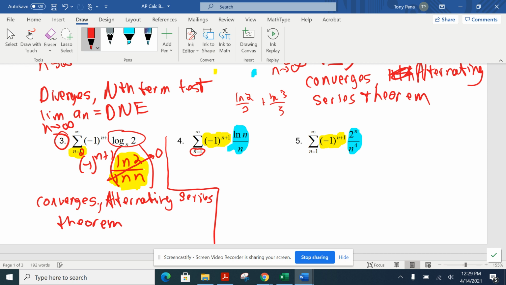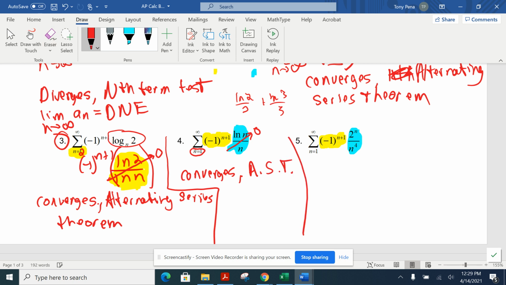So in this one here, does this go to 0? Is our faster growing function in the denominator? Yeah. So this one, we should say it converges. You don't want to abbreviate this much, but save a little time since you've already done this. Alternating, I have that backwards. Alternating series theorem.